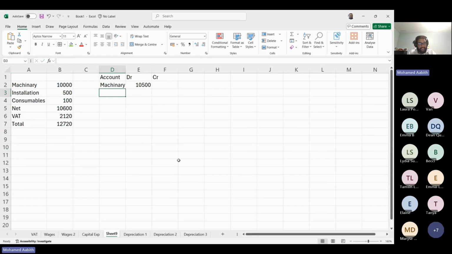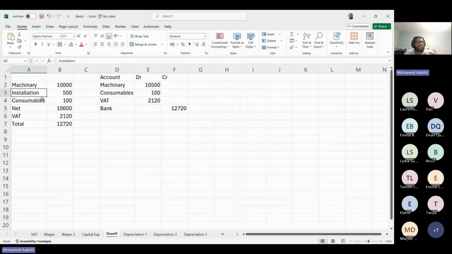Now look at the consumables. That is going to be the consumables account or office expense account, consumables. Okay, so that is going to be 100 pounds. VAT is something I'm going to claim all of it back, 2120. And then, of course, what we are paying by bank is going to be adding all of those together. It's going to be 12,720 pounds. This is how we're going to be entering it, because in this scenario the installation gets capitalized with the cost of your assets there.